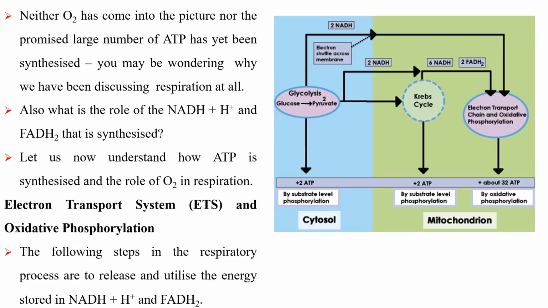Let us now understand how ATP is synthesized and the role of oxygen in respiration. Electron Transport System, or ETS, and oxidative phosphorylation. The following steps in the respiratory process are to release and utilize the energy stored in NADH plus hydrogen ion and FADH2.